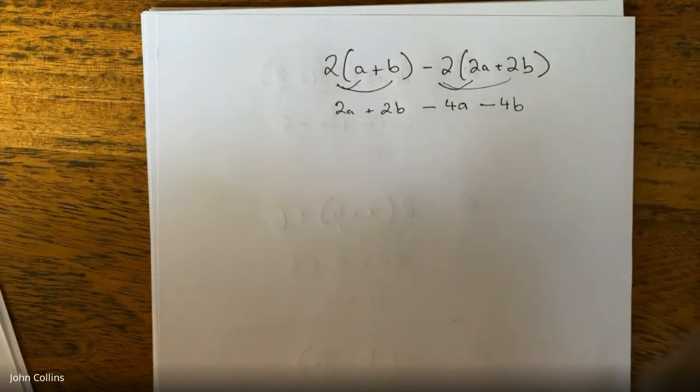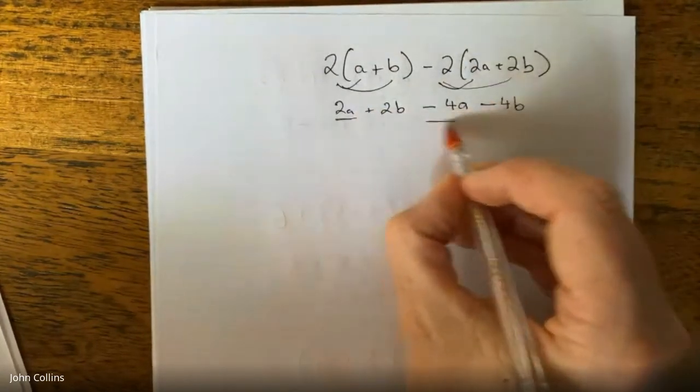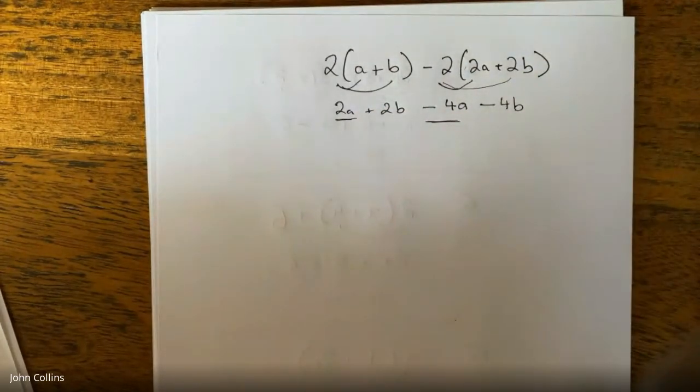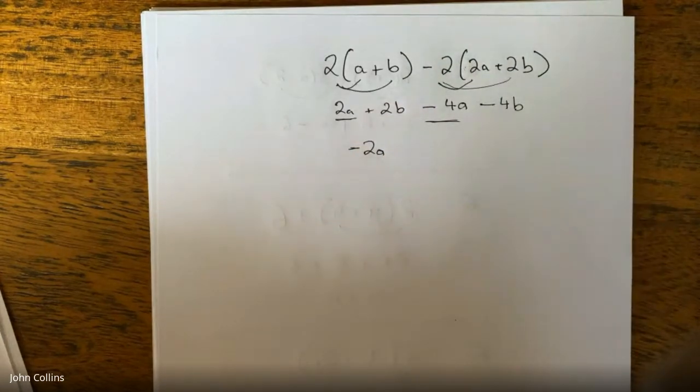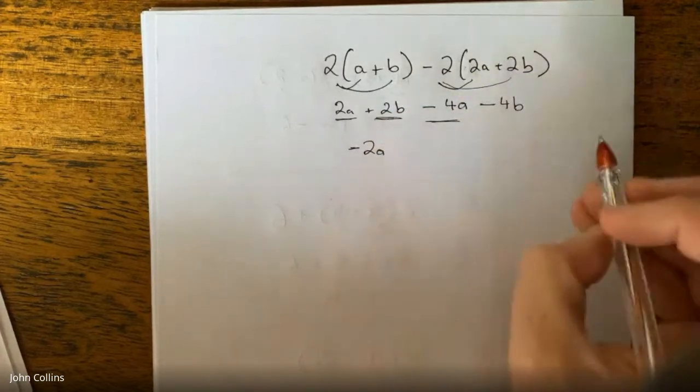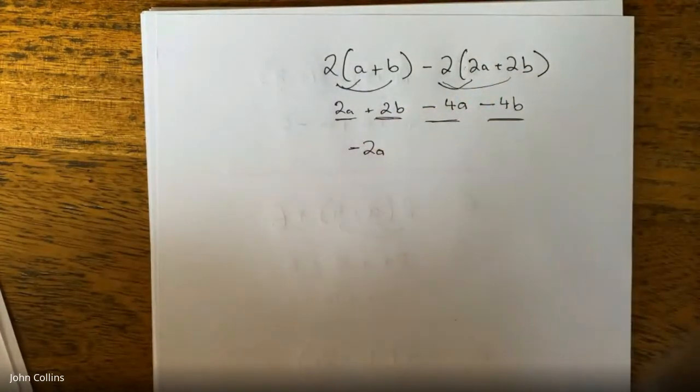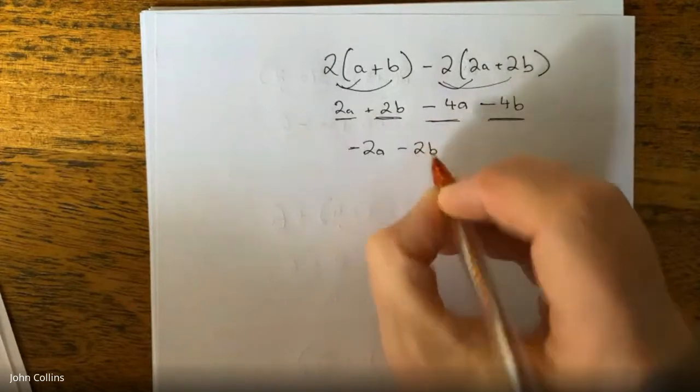Okay, so now I need to add and subtract some like terms. I still don't think I have the right answer yet. Has anybody got the right answer? Remember, this is a blue level, so a tricky question. 2 A's take away 4 A's. So I have to go into negatives of A's. 2 of them take away 4, I have to go into negative 2A's. 2B take away 4B, so once again I have to go into the negative B's, minus 2B.